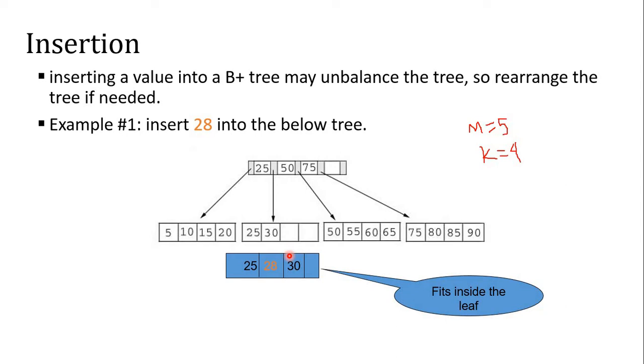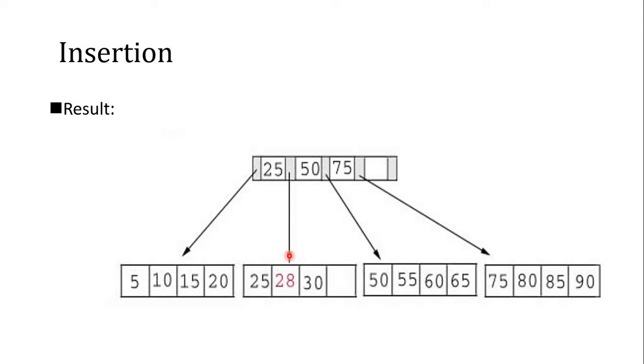This is a scenario which fits in the leaf. So the resulting node will be like this: 25, 28 and 30 in the leaf node. It fits in the leaf node, and the markup needs no change because no value was inserted below the data leaf that could impact the markup level. So that is one thing.